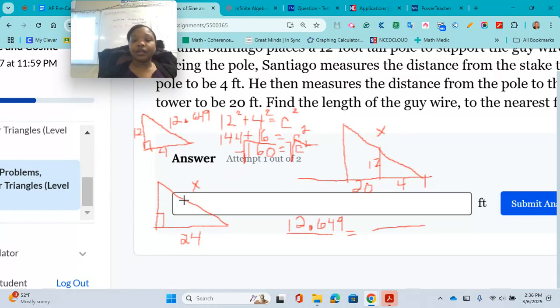So I've got the hypotenuse. The information I do have on this one is the base. So this would need to be 4. Base needs to go with base. So this would be 24. Hypotenuse needs to go with hypotenuse. So this would be my x. I will cross multiply the 24 times the 12.649.